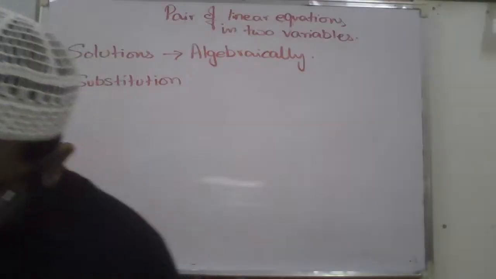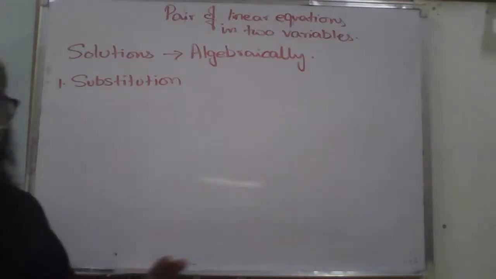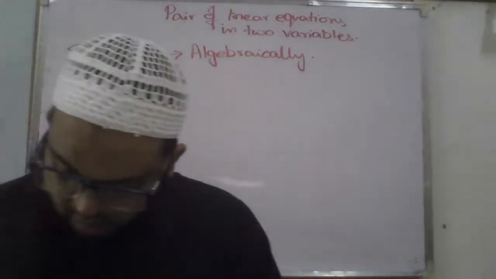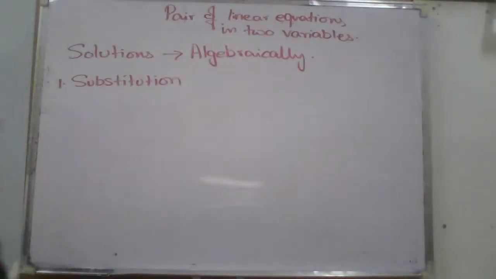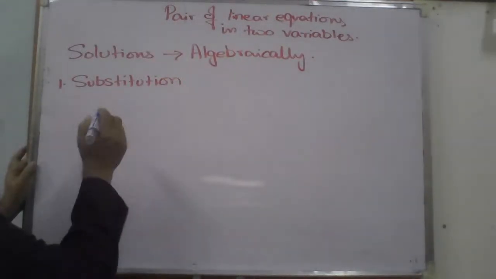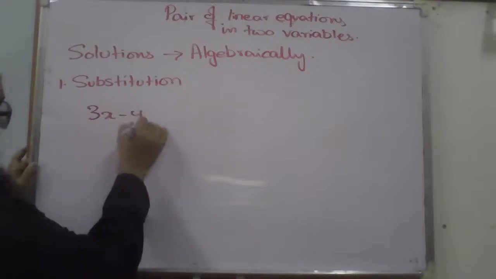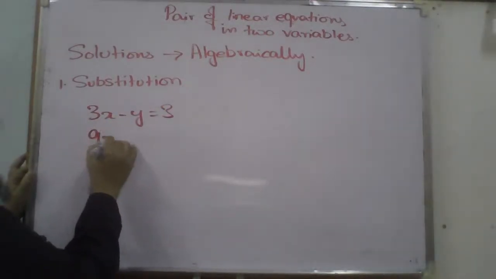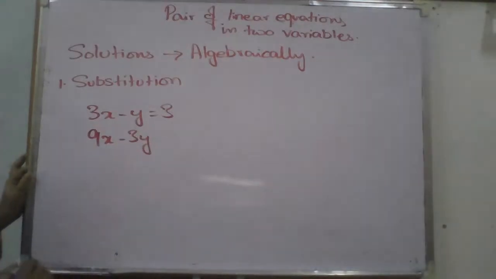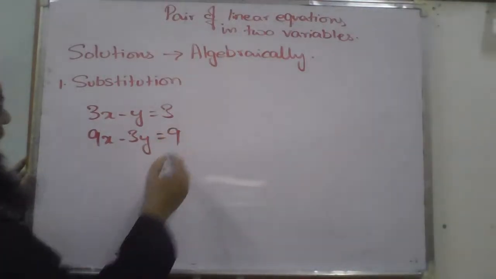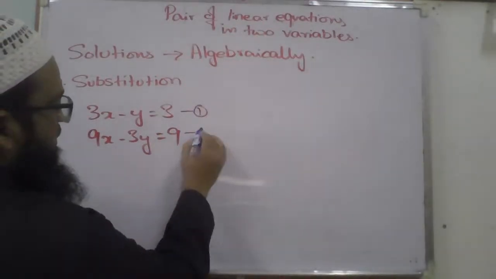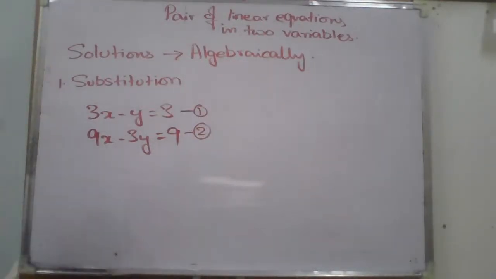Now substitution method, let us go with substitution method. For example, see, textbook problems are very important. If you have any doubt, please ask me. 3x minus y is equal to 3, and 9x minus 3y is equal to 9. This is the first equation and this is the second equation.